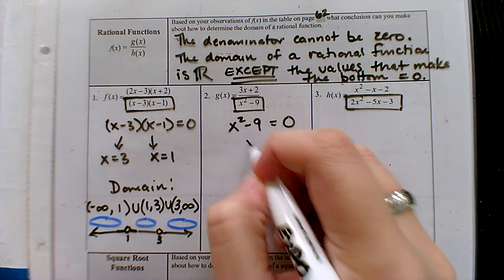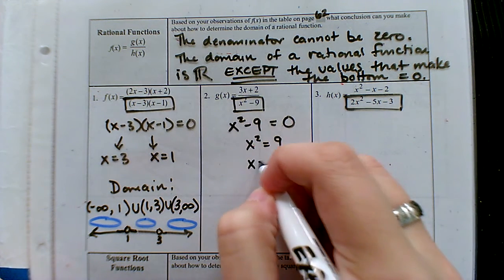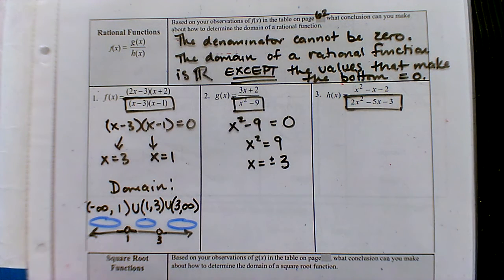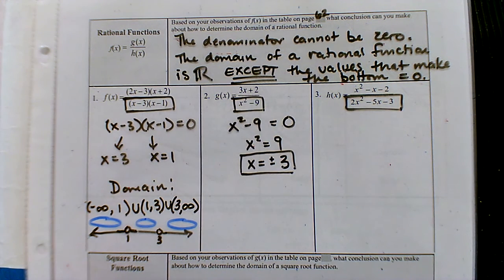Okay, let's go ahead and add the 9 over. And then to get rid of the squared, take the square root of both sides. Now, whenever you square root both sides, we need that plus or minus, because there's technically 2 values that would work. You could do either 3 squared or negative 3 squared, and you'd still get 9. So these are 2 values again that would make the bottom 0. We want to skip over those values.